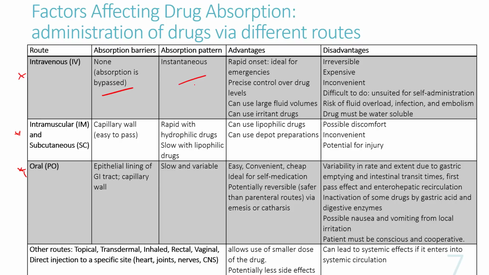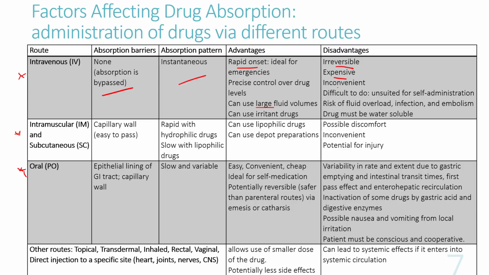Drug absorption is instantaneous and 100%, so this route of administration is ideal for emergencies as it has a rapid onset of action. The other thing with this is you have precise control over the amount of drug in the plasma. You can use large volumes and you can use irritant drugs if given over a long period of time. Disadvantages for this route of administration are that once it's in the system, it's very hard to extract it. So in that sense, it's irreversible.